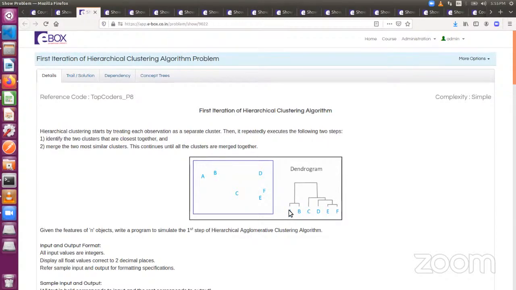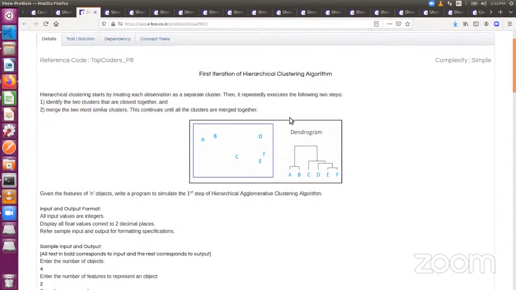So first A and B were the shortest, so they were combined together. Then E and F were combined together. Okay, and then this cluster and D was shortest, so these 2 were combined together. And this was combined to C. And finally, this entire cluster is combined to D. Okay. Now this is actually the entire process, but in this problem, we're going to do the first step alone.